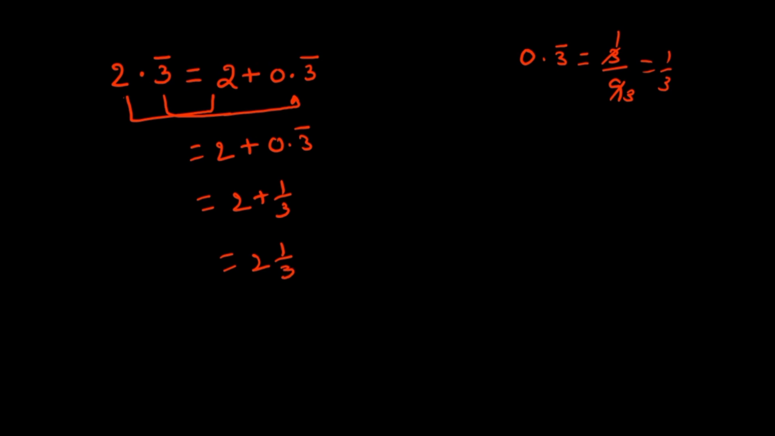This is a mixed fraction form. If you want to write it as an improper fraction, then you write 2 into 3 plus 1, that is 6 plus 1. I am just converting that mixed fraction into an improper fraction. Then I will get 6 plus 1, which is 7 by 3. Okay, you can check with the normal process. Normal process means that here the periodicity is 1, so multiply by 10, and so on. By using that method also you will get the same answer, that is 7 by 3.